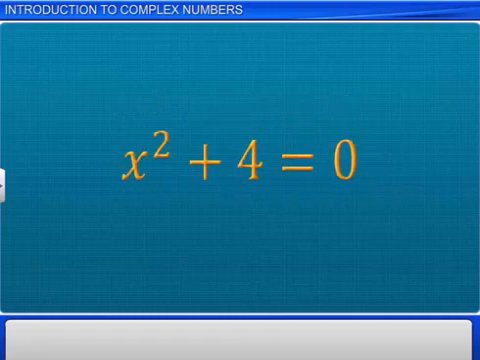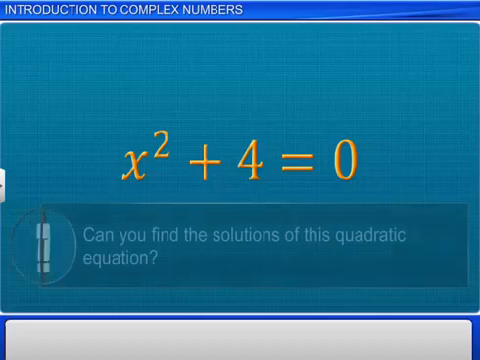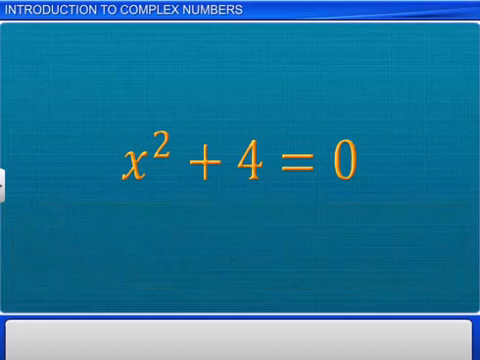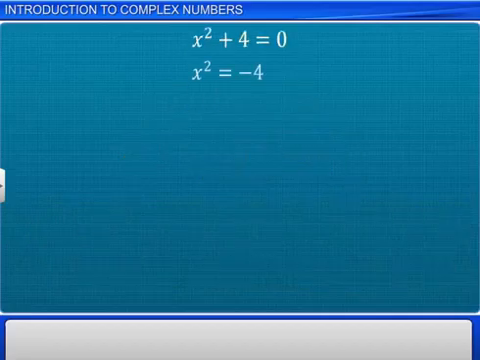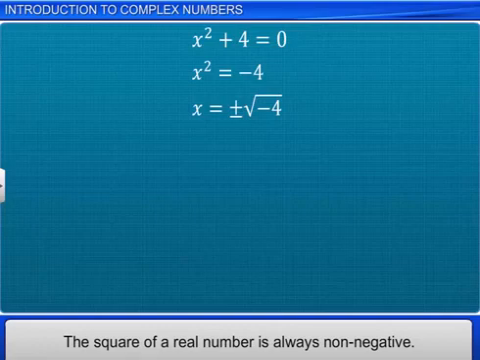Let's consider another quadratic equation. X squared plus 4 equal to 0. Can you find the solutions of this quadratic equation? On solving this quadratic equation, we get x equal to plus or minus the square root of minus 4. We know that the square of a real number is always non-negative. This implies that the solutions of the quadratic equation are not real.